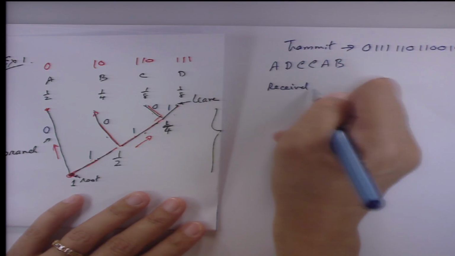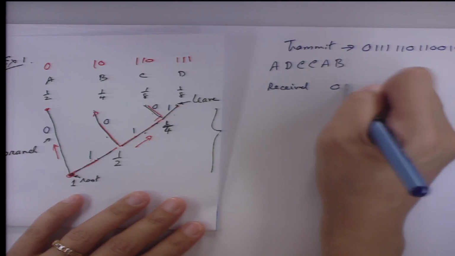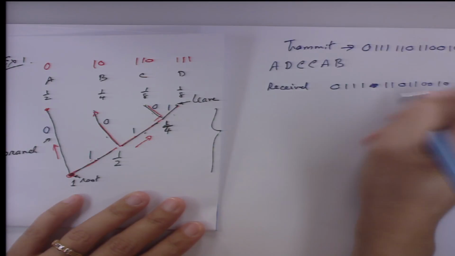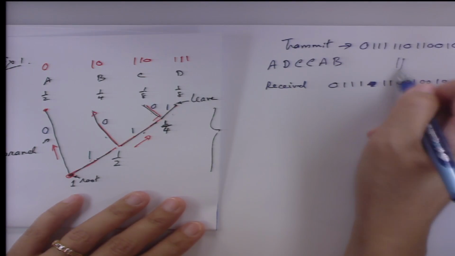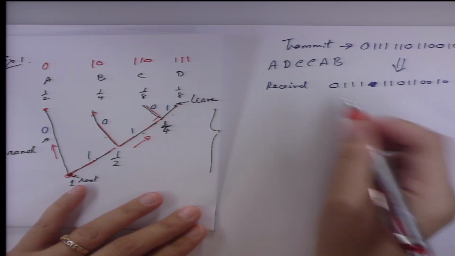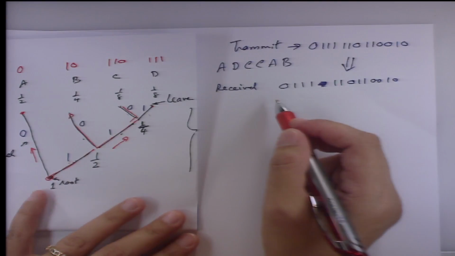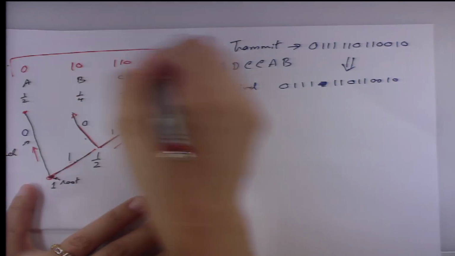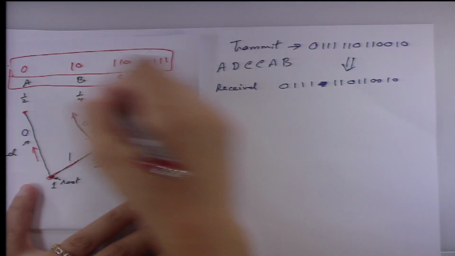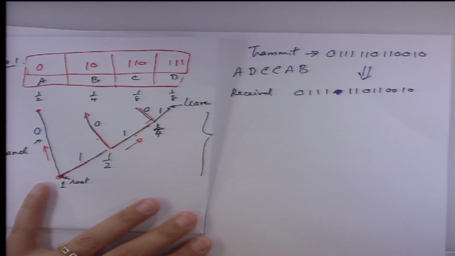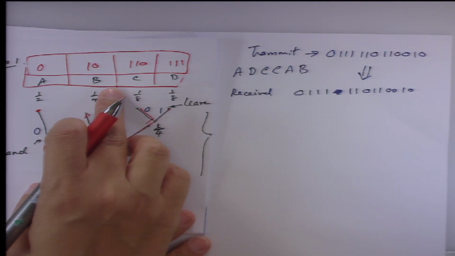Suppose I have received the same thing, so there is no error here. How can the receiver know what the code word is, and what alphabet to refer to in order to interpret this as the symbols? The receiver also has to know that A is 0, B is 1, 0, C is 1, 1, 0, and D is 1, 1, 1. Both have to agree upon this.